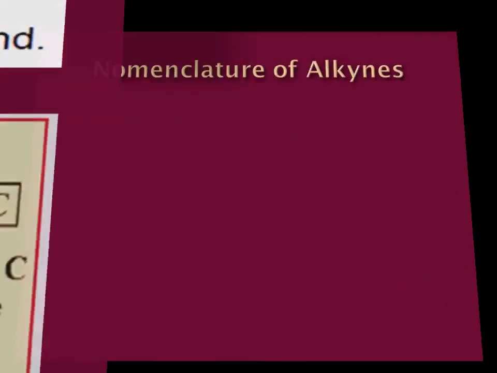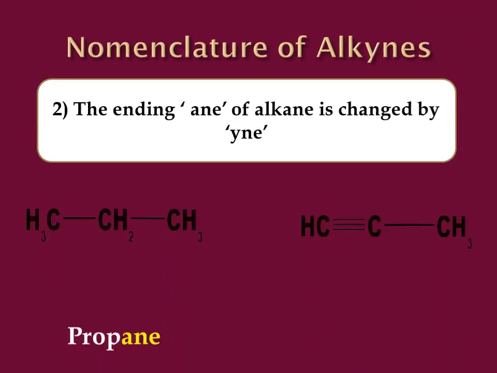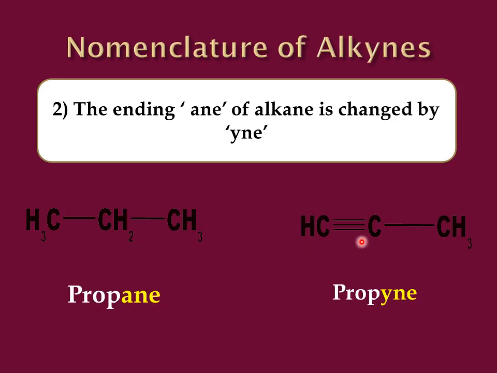The second rule is the ending "ane" of the alkane is changed to "yne". Look at the first example. It is propane. But when we have a triple bond, then instead of the ANE of the alkane, we are going to change it to YNE. For example, propane to propyne when the triple bond is present.